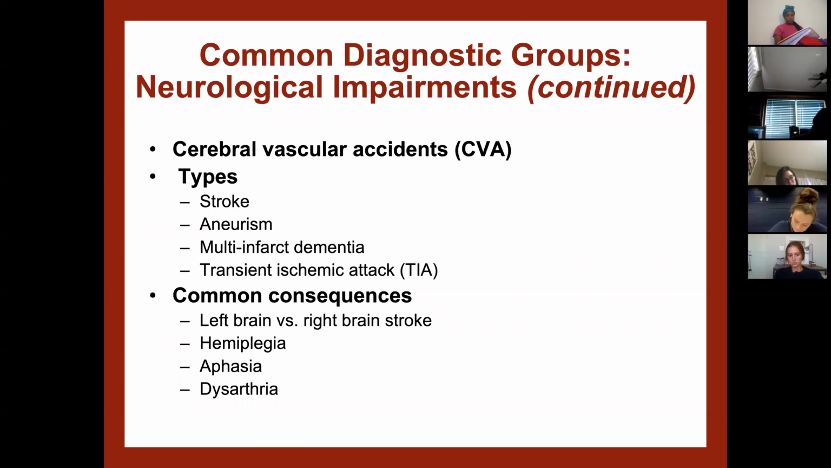Consequences of these CVAs, you've got left brain versus right brain stroke. Which side of the brain is affected matters for which side of the body is affected with your symptoms. So if you have a stroke on the left side of your brain, it's usually the right side of the body that is affected, which is interesting in its own right, and just the opposite for a right brain stroke. Hemiplegia, like I talked about a little while ago, is common with CVAs and incidents that have to do with the brain, because one side is affected, so it's going to affect one side of the body. It's usually going to be on one side or the other where you have the blood loss to the brain, and it causes these things.